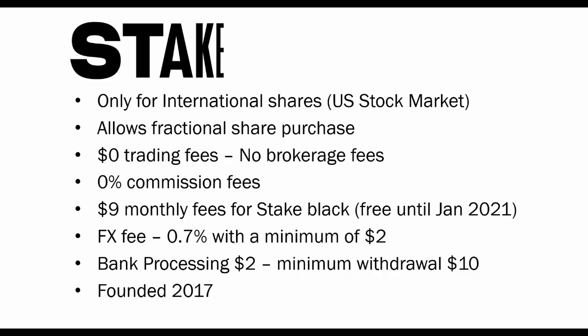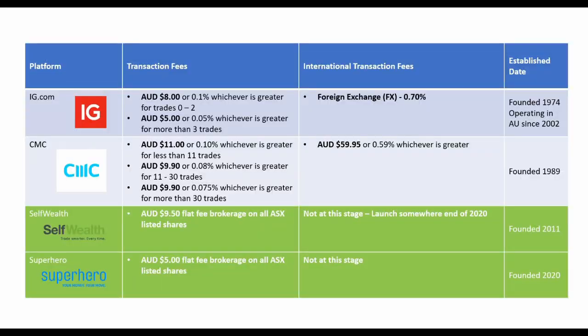We've got, for example, Apple, we've got, for example, Amazon, we've got so many US-based companies. This is a definite win for me in the long term when I want to buy and sell shares in the US stock market. However, if it's about ASX listed shares, my top pick would be either SelfWealth or Superhero, simply because of the flat fee brokerage. SelfWealth provides $9.50 and Superhero provides $5. But if I had to pick one or the other, I would go with SelfWealth simply because it's been around longer, so I trust it more.